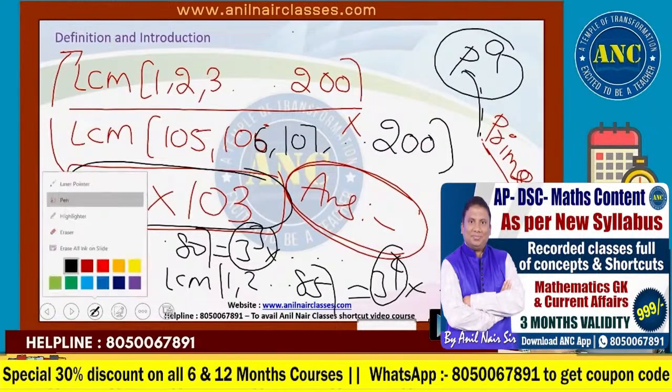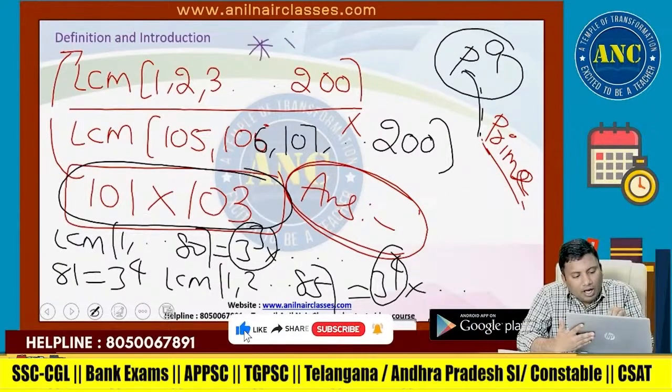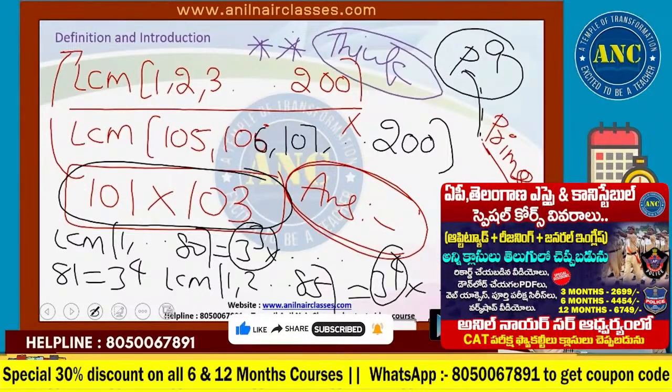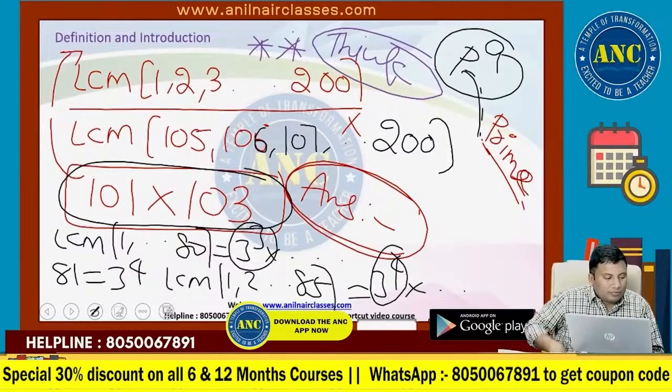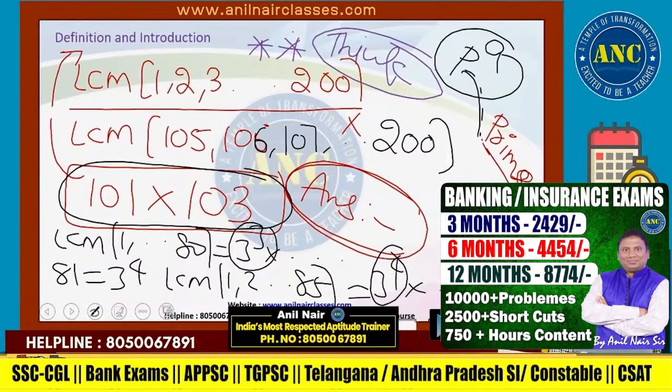Please put a star mark. Answer is think without ink. That is food for thought for you. So the answer is 101 into 103.